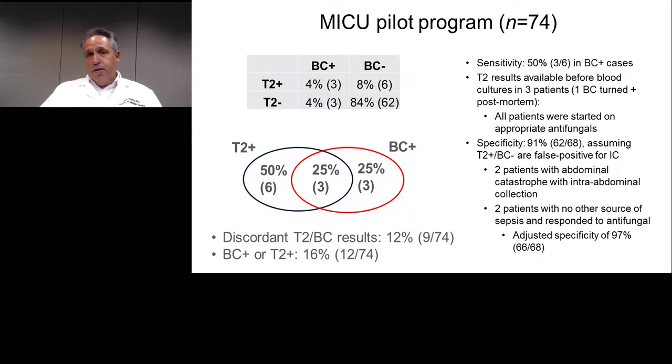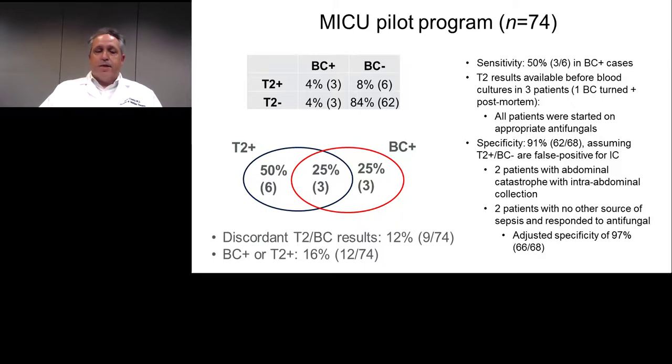lower than the clinical trial. It's a small number of patients. Another thing that we noticed is that in the real world, blood cultures will often not be drawn at the same time of the T2 test, which confounds the interpretation of the results to some extent. In 3 patients, the T2 result was available before the blood culture, and patients were started on appropriate antifungal therapies earlier than they would have been by relying on blood culture.